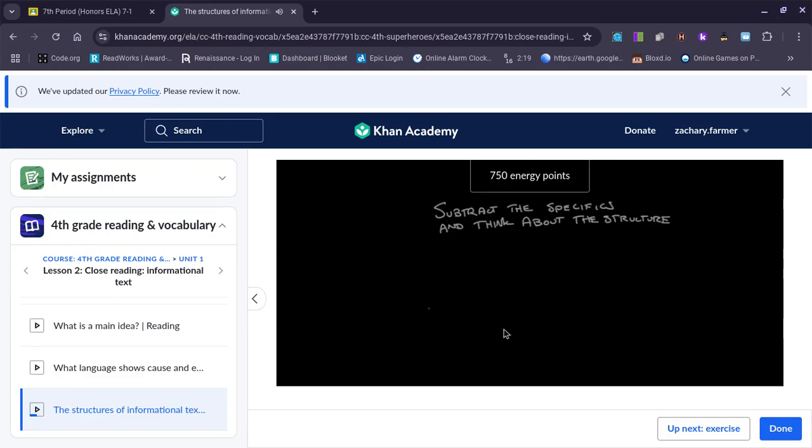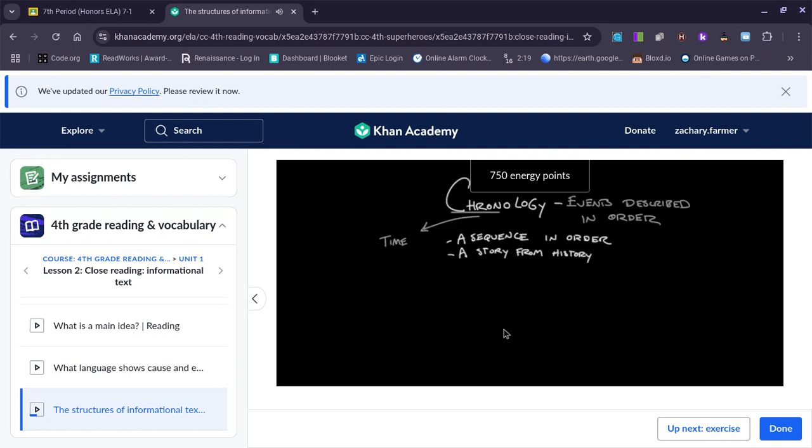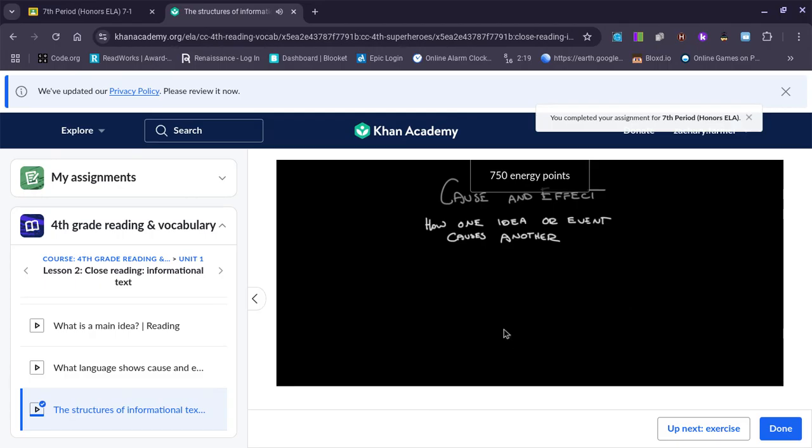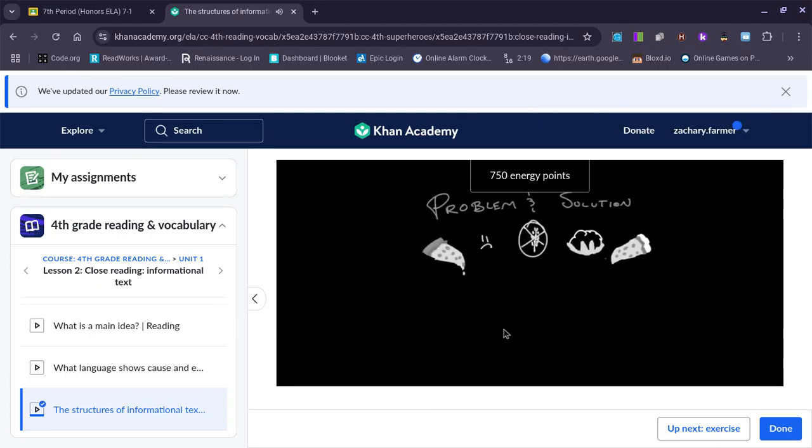So is the text structured like a recipe or the history of pizza? If so, it's chronology. Is it comparing 2 kinds of pizza? Well, then it's a compare and contrast. Does it explain how a good report card led to a pizza dinner? It's cause and effect. Does it describe a pizza problem and how it was solved in a pizza way? Well, that's a problem-solution structure. And finally, does it straightforwardly describe what a pizza is without a detailed chronology, comparison, or problem? Because if so, that's a description.